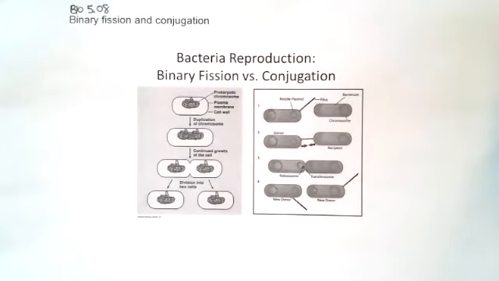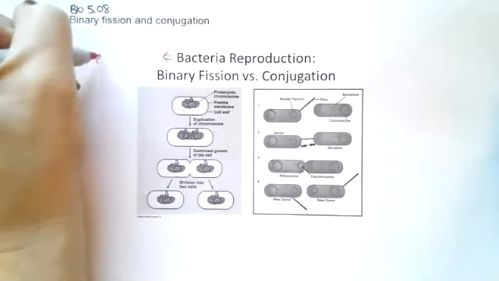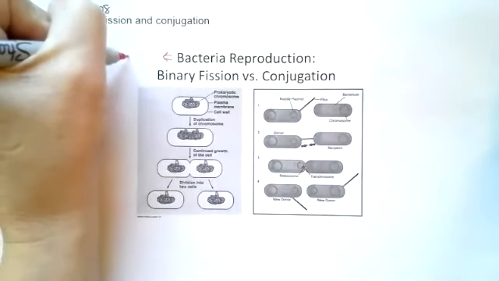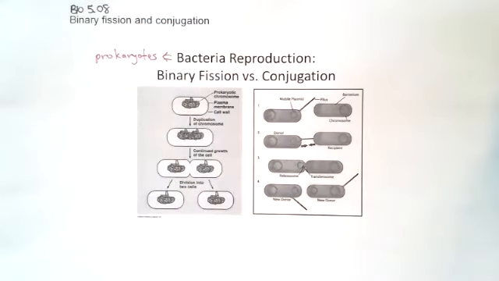Alright guys, welcome to the last video in chapter 5 on binary fission and conjugation. And in this we're talking about bacterial reproduction and bacterial change. When we say bacteria, we should think prokaryotes. Remember our review back at the beginning of the chapter.